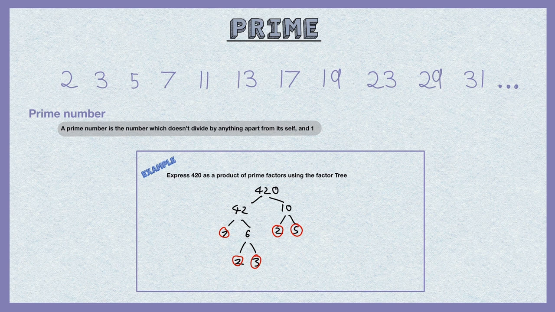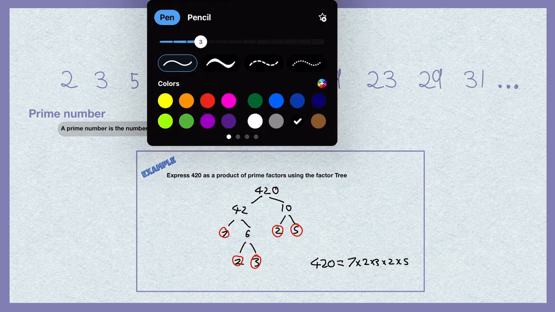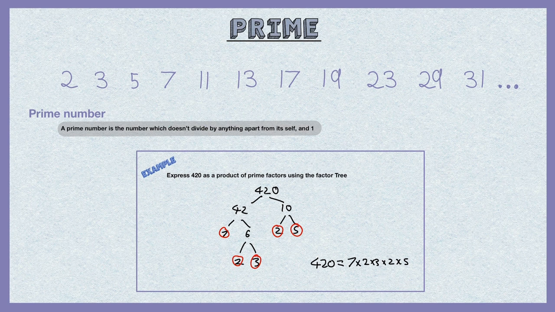So now we need to express these numbers as 420. So 420 equals, and you can go in any order because we're multiplying, so let's go from left to right: 7 times 2 times 3 times 2 times 5. I haven't written that very well. So I've basically gone 7, 2, 3, 2, 5. And we can neaten that up a bit because there are two 2s in our factor tree, so we can do 2 squared times 3 times 5 times 7.